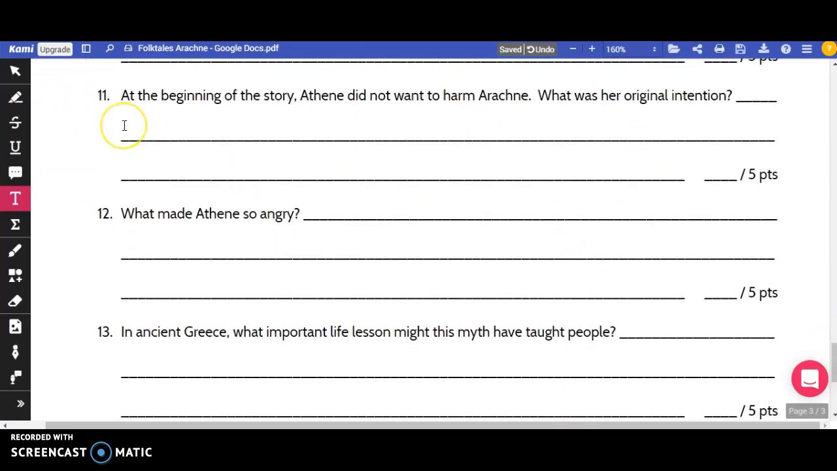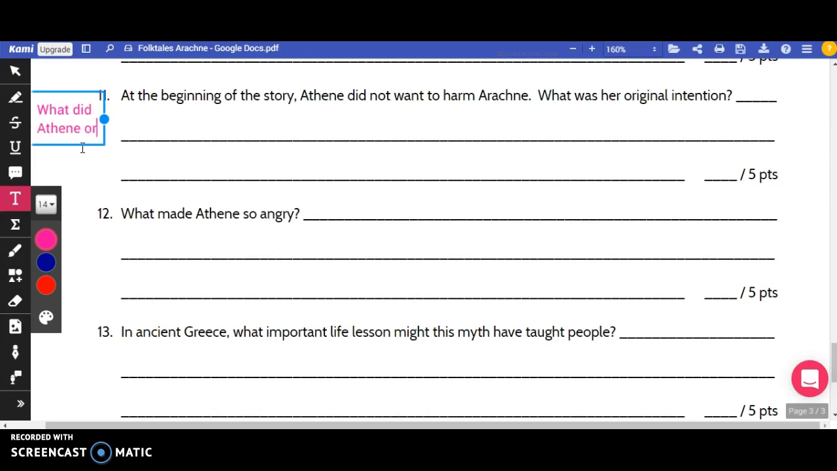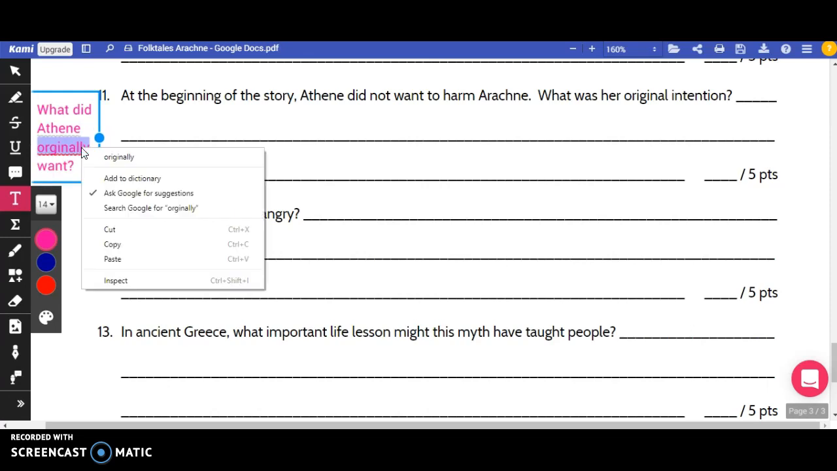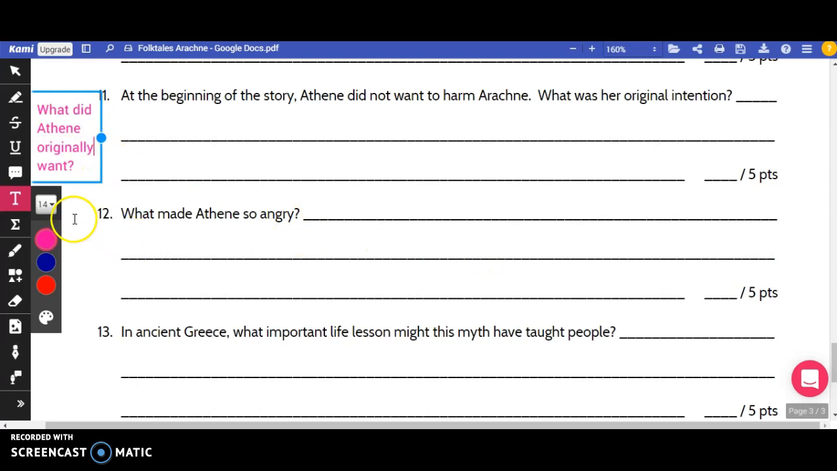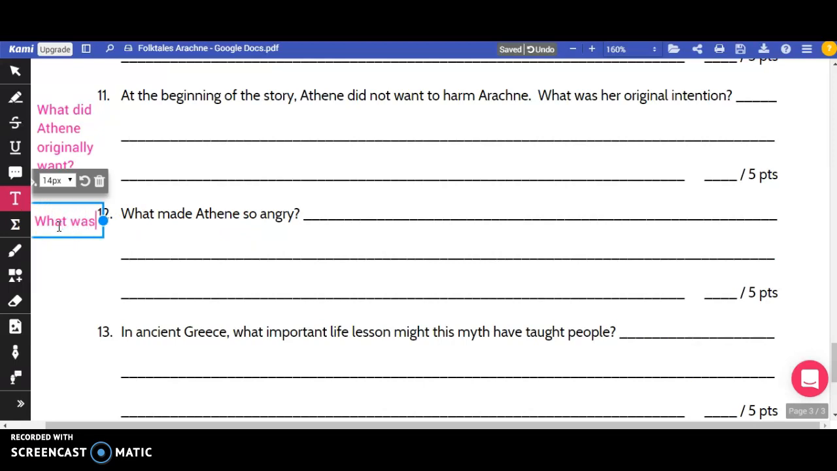11. At the beginning of the story, Athena did not want to harm Arachne. What was her original intention? So what I'm asking you is, what did Athene originally want? 12. What made Athene so angry? So here I'm asking you, what was it that made Athene punish Arachne so harshly?